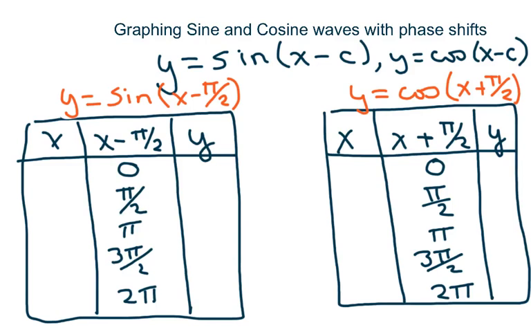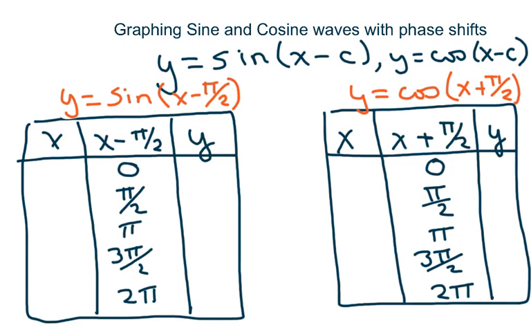In general, the equations y equals sine of (x minus c) or y equals cosine of (x minus c) are known as the arguments of the function. The x minus c corresponds to a phase shift, or a horizontal shift, of c radians.